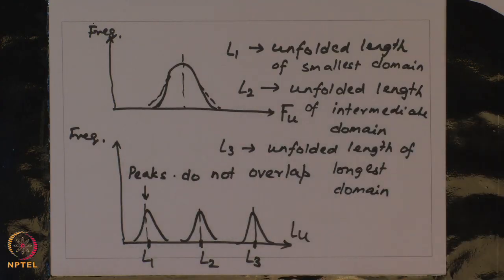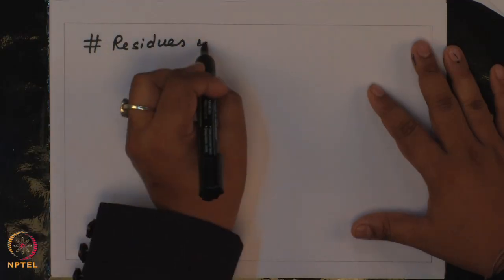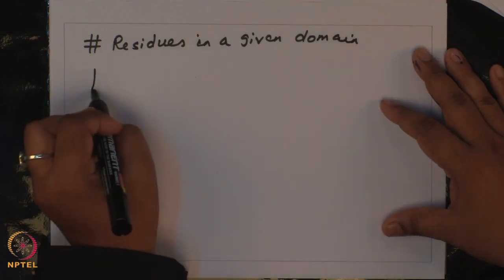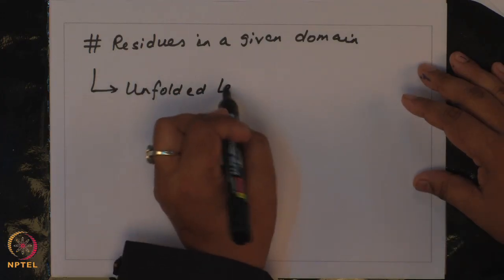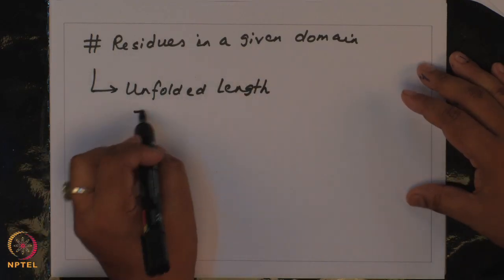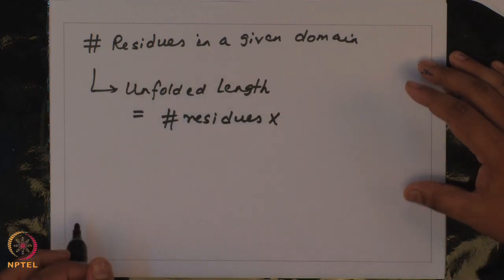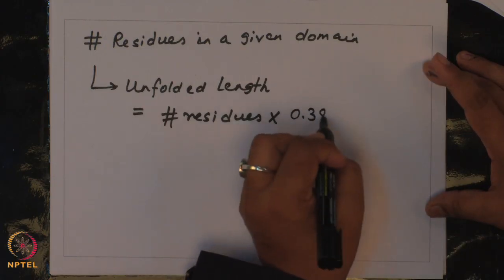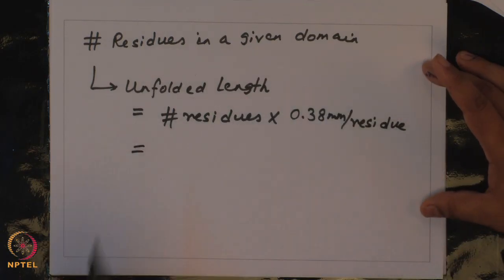So, what is the unfolded length? If you know the number of residues in a given domain, then your unfolded length should be equal to the number of residues into 0.38 nanometer per residue. So, you can directly find out the unfolded length.